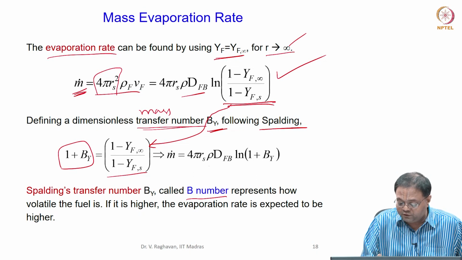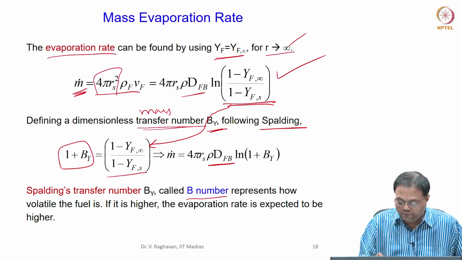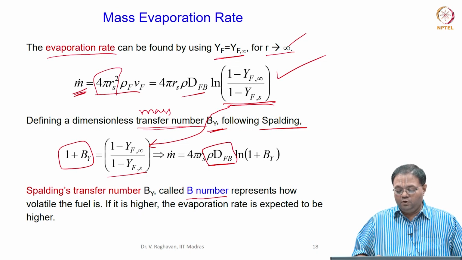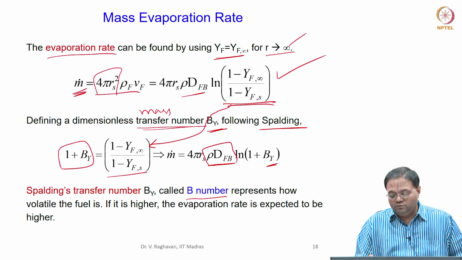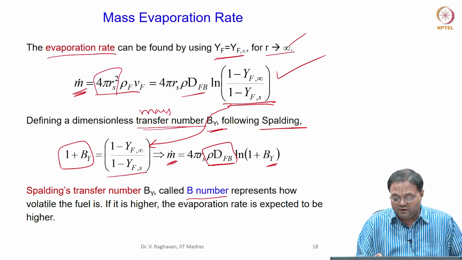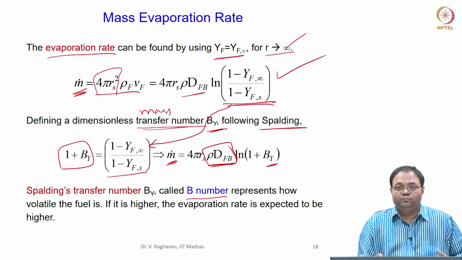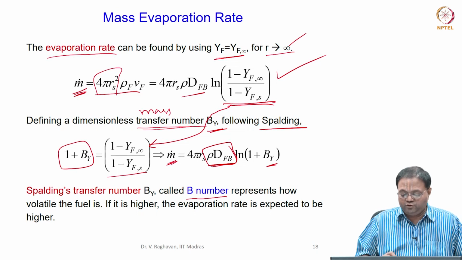This actually shows how the evaporation works: if the B number is higher, the evaporation rate is higher. Actually speaking, this term rho into D_FB dictates evaporation in a much more predominant manner, because the B number appears in this natural logarithm term. Even if you increase B_Y say 5 times, since the natural logarithm appears, it is not going to increase the mass evaporation rate much. But if there is an increase in the D_F or rho into D_F, this product, then you can see that there will be a much larger increase in the mass evaporation rate.